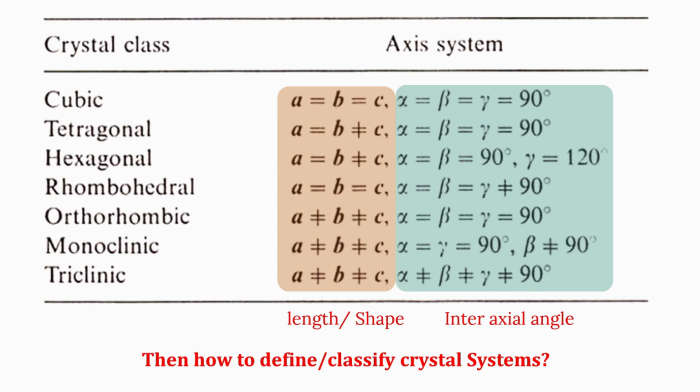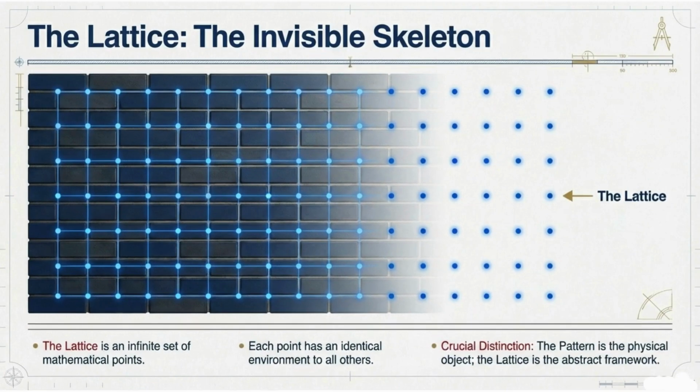Here the next question comes: how to define or classify the crystal system? So we will see how to define it. Before we discuss further about the crystal system, we must know a few fundamental concepts. Those are lattice and unit cell. Let's discuss the lattice.